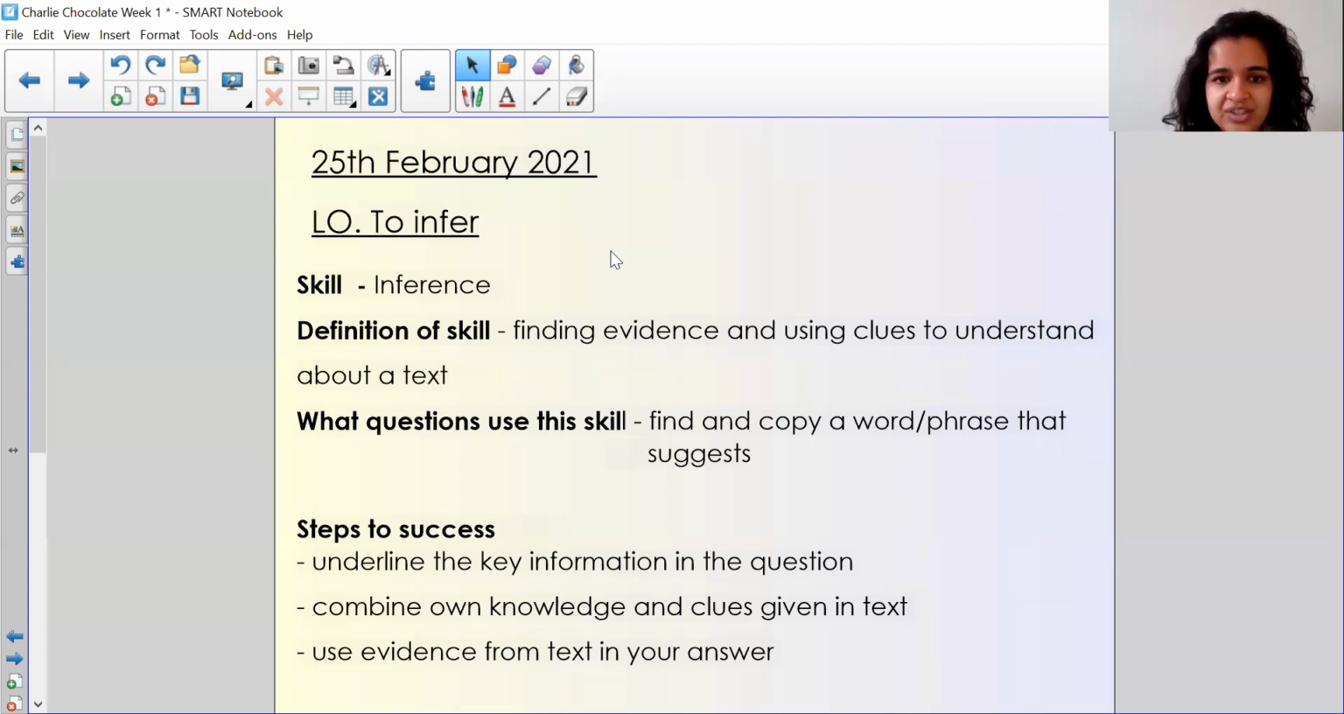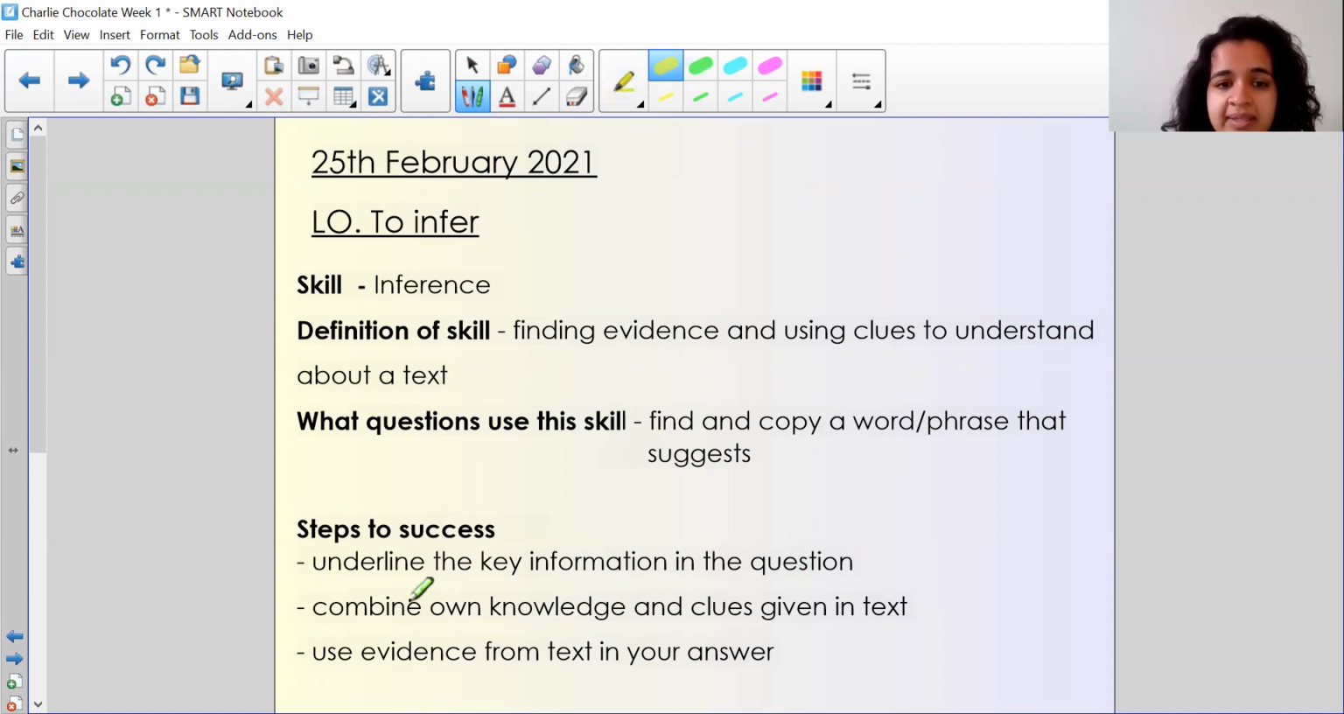Okay, so the definition of the skill is to find evidence and use clues to understand about a text. I'll go over this again in a minute. And the question type that we're focusing on is to find and copy a word or phrase that suggests something, that tells you something, that gives you a little bit of information. In order to be successful in today's lesson, you need to underline the key information in the question. And I said, I'll come back to it.